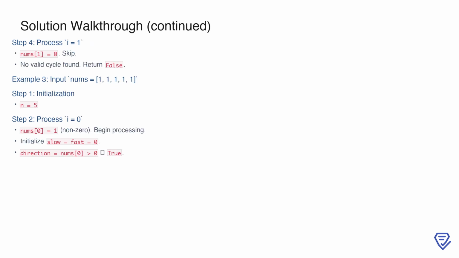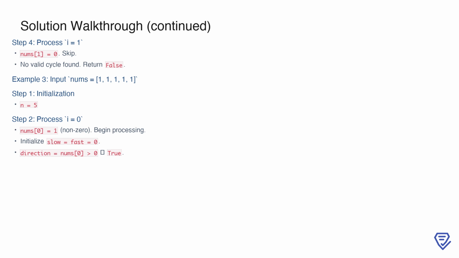After processing i equals 0, we move to the next index, i equals 1. At this index, nums[1] is already 0, so we skip it. With no further indices to process, we conclude that there is no valid cycle in this example, and we return false. Now let's analyze a third example with the input nums equals [1, 1, 1, 1, 1].